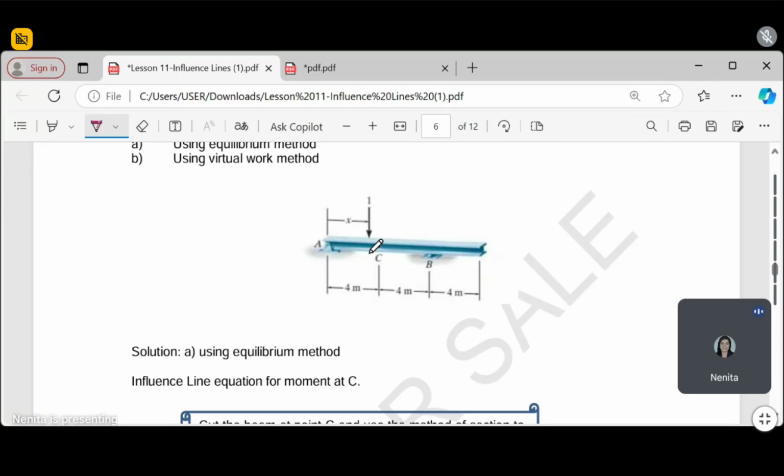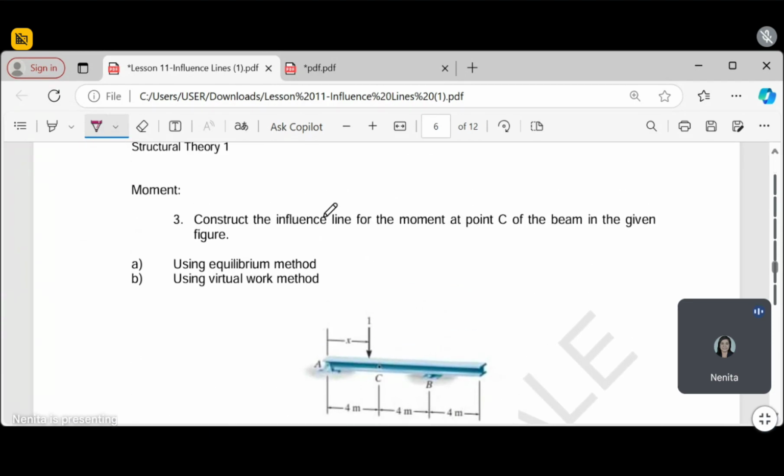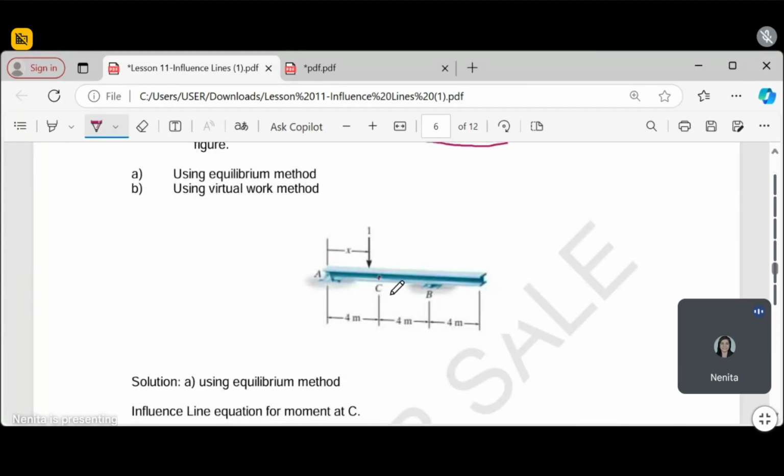So, pag sinabing moment, at let's say at specified point, anong problem? Construct the influence line for the moment at point C for the given beam in the figure. So, ang specified point natin ay C. So, the same figure, class, ang point C natin ay 2.5. Teka ha, magkaiba yata ang figure nito. Magkaiba na ito. So, gawa tayo ng solution.